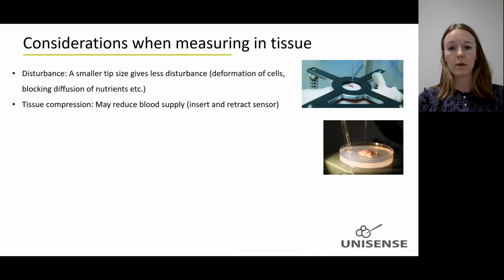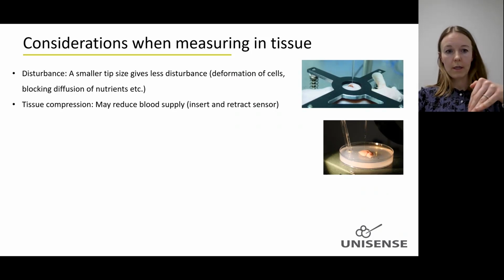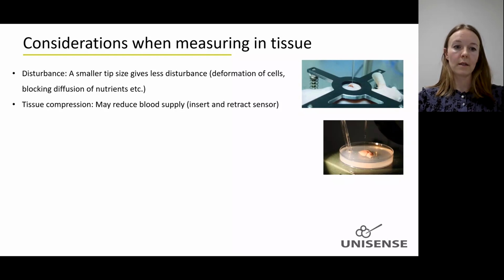And when the tissue is compressed, the blood flow is also compromised, and this means that the available oxygen is reduced. And this you will observe as a relatively slow decrease of the signal. And the oxygen signal can finally reach zero. A way to work around this is that you insert the sensor into the tissue a bit too far and then retract the sensor again to a point where you can see that the sensor signal is stable. And this effect is most pronounced with large tip.